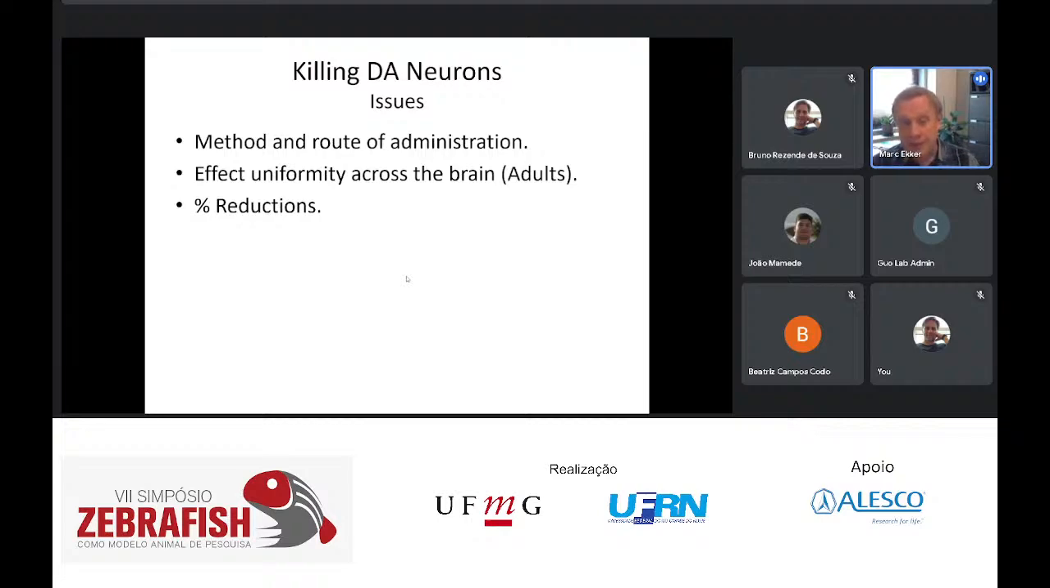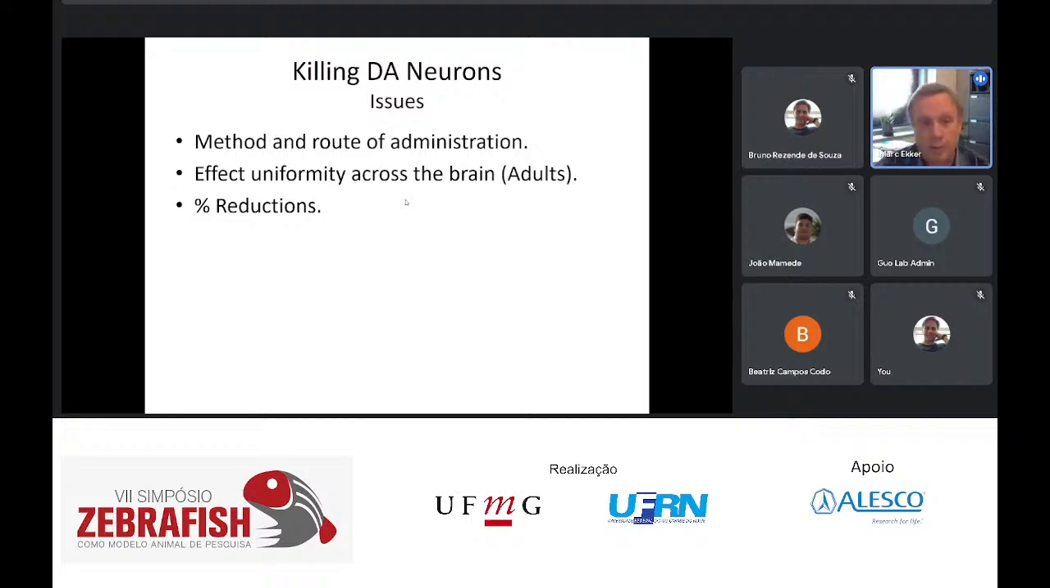And when it comes to the brain, as you will see in part of my presentation, the uniformity of the effect of these treatments to ablate dopaminergic neurons could be an issue. And finally, the amount of reduction that you are obtaining can also be a problem that you need to overcome for a number of reasons.